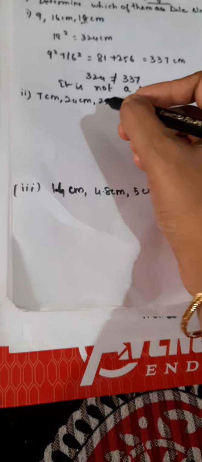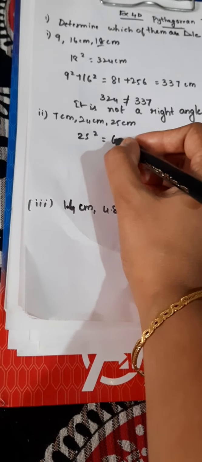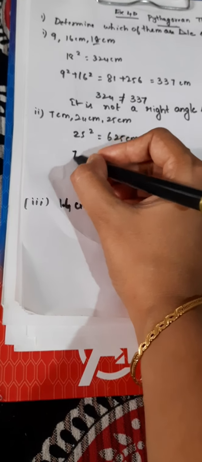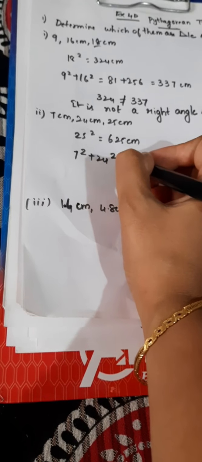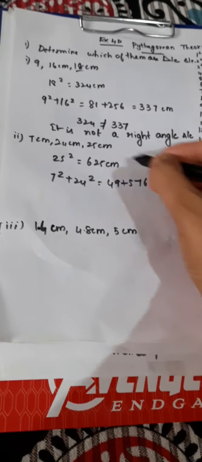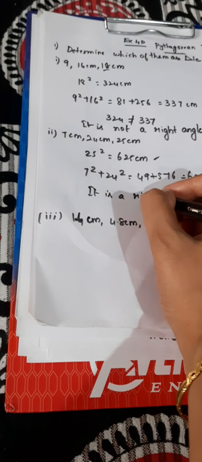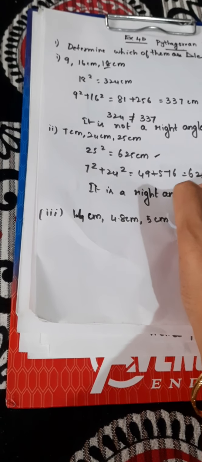Next, question 2. It is 7, 24 and 25 centimeter. The longest side is 25, so 25 square is 625. The other two sides we need to square and sum up to see whether it is the same. 49 plus 576 is again 625. So this particular triangle is a right angle triangle as it satisfies the Pythagoras theorem.